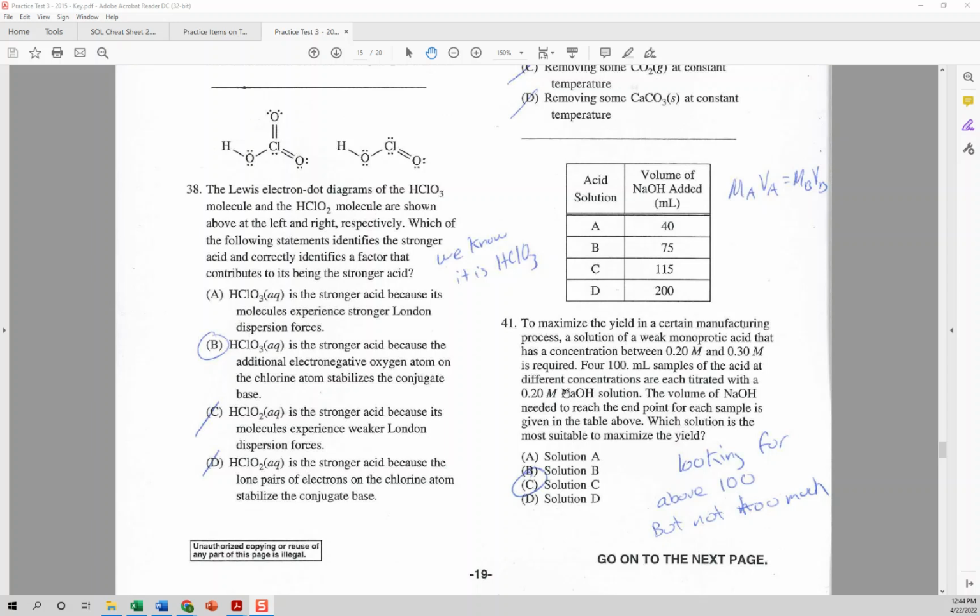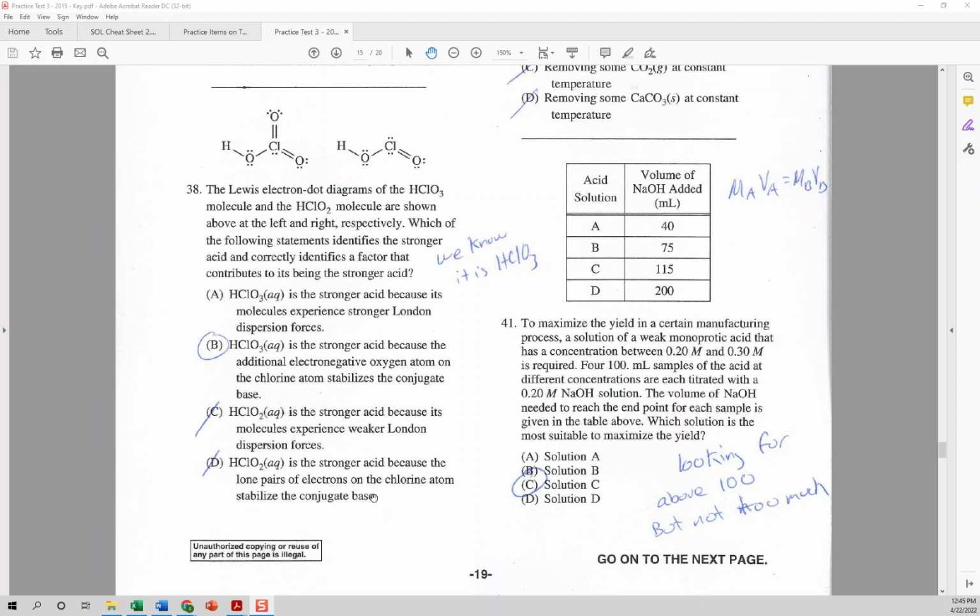We're going to need an acid that takes about 100 milliliters of NaOH, because if it takes 100 milliliters of this NaOH solution to neutralize 100 milliliters of that solution, then the molarity is going to be 0.2, and we need it to be 0.2, maybe even a little bit more. So we know it's going to be the acid that took 115, because if we do MAVA equals MBVB, using this volume we would get one that falls between there, okay?